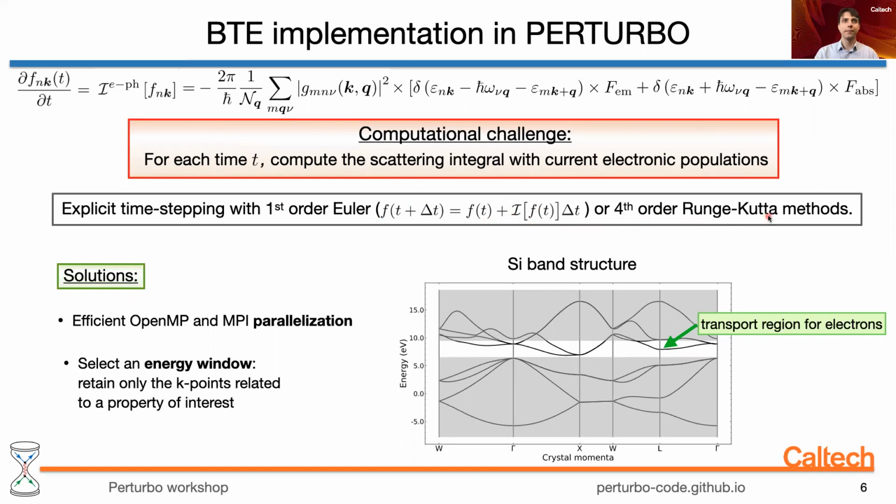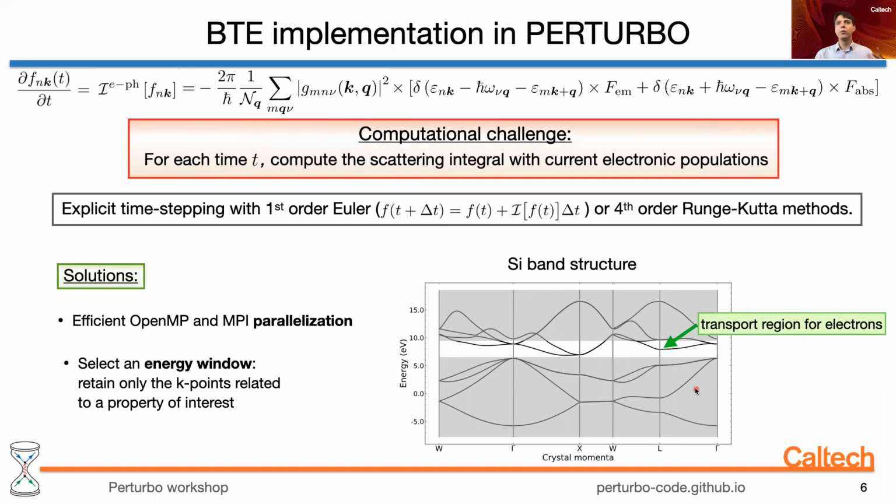order Runge-Kutta method. Of course, we just cannot perform this propagation for a real system without the efficient OpenMP and MPI parallelization. And I will discuss in detail this parallelization in the next slide. But another solution that could decrease the computational cost is selecting the energy window. To demonstrate that, let us consider the silicon band structure here. And let's consider that, for the moment, we are interested in the electron transport, and we are not going to excite our system too much.